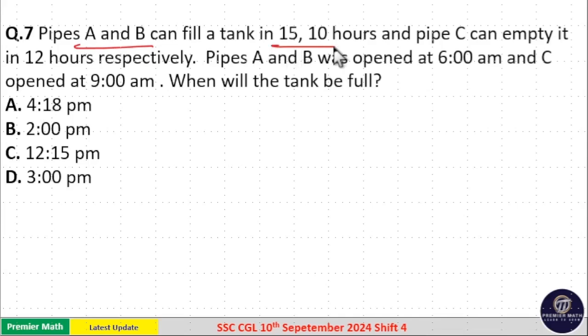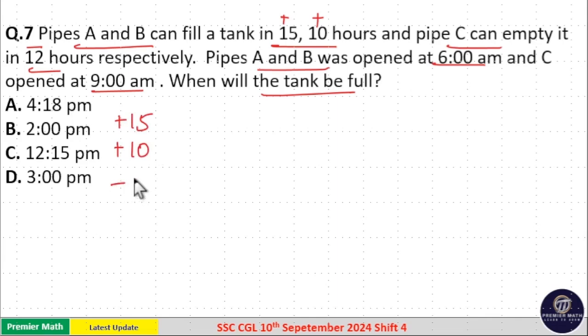Pipes A and B can fill a tank in 15 hours and 10 hours and pipe C can empty it in 12 hours. Pipes A and B were opened at 6 am and C opened at 9 am. When will the tank be full? Here A and B are filling pipes and C is an emptying pipe. So A can fill it in 15 hours, B can fill it in 10 hours and C can empty it in 12 hours. Now take the LCM. LCM is 60, means total tank capacity is 60 liters.